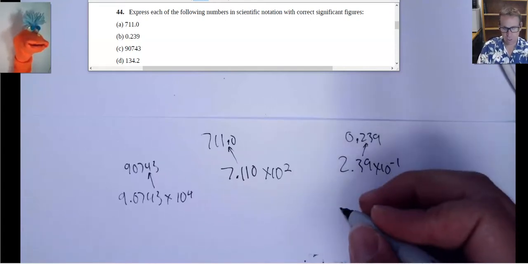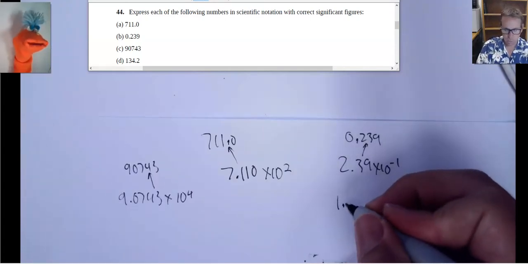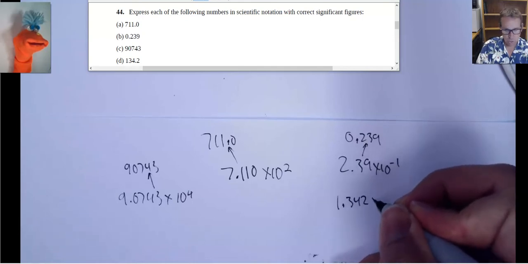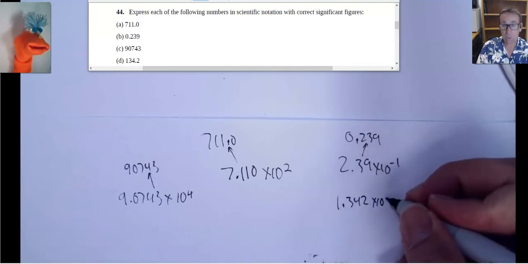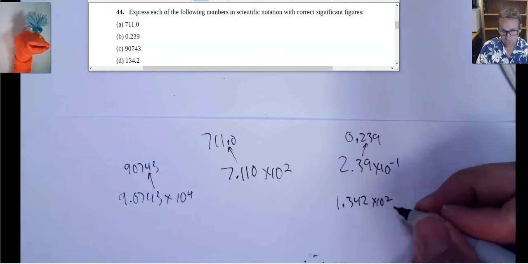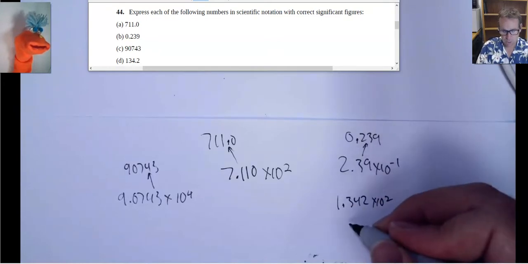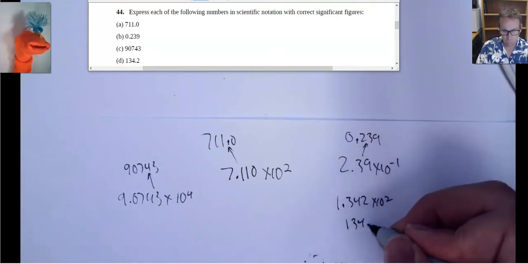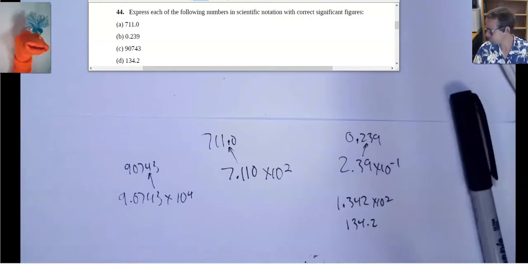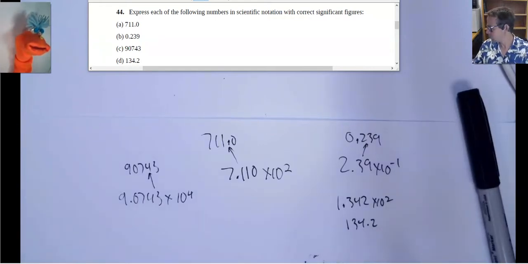And then 1.342 times 10 to the 2? 10 to the -2, right? Oh, yeah, -2. So 1.342 times 10 to the... No, 2. Oh, yeah, you're right. Times 10 to the 2. Times 10 squared would give us 134.2. Okay, very good.